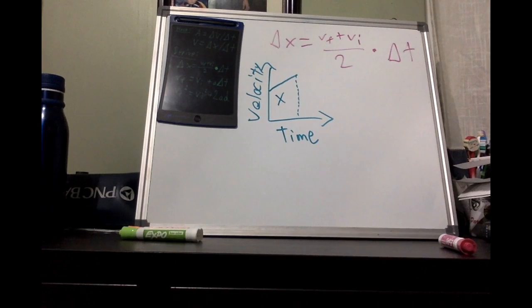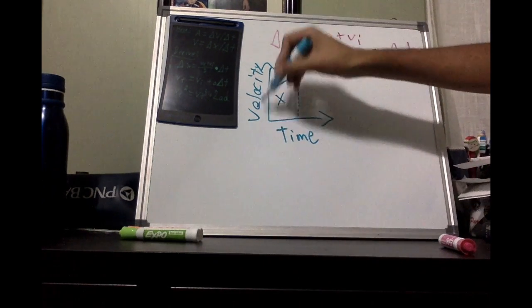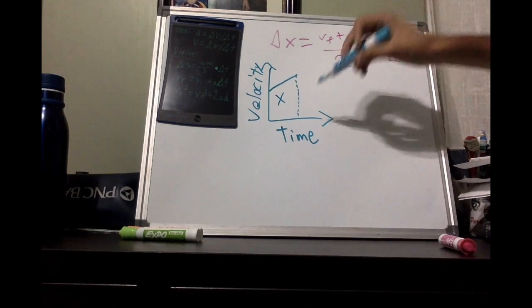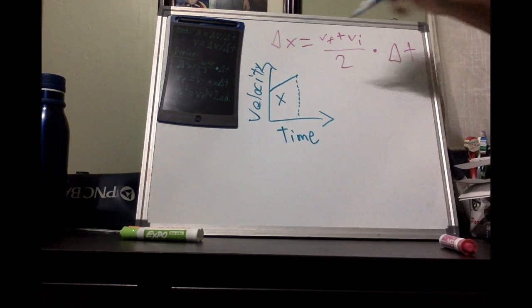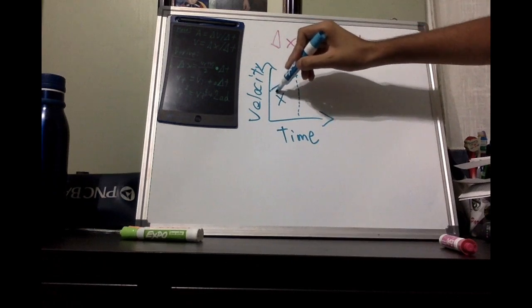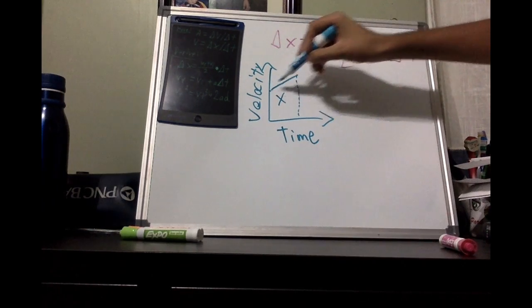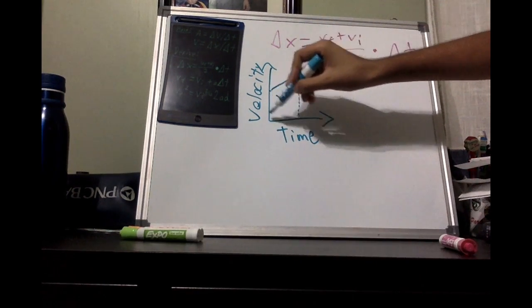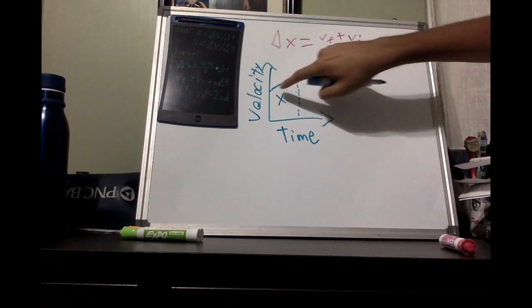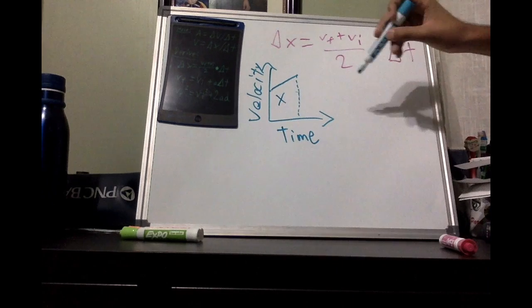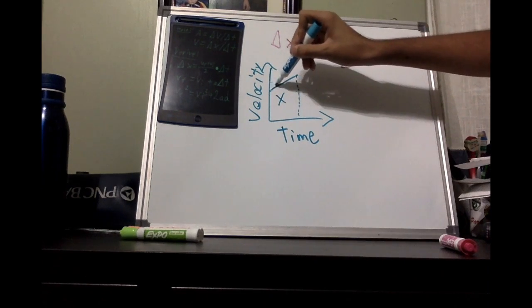So the question is, how do we find the displacement? This is a trapezoid, right? So it's not like we can just find the area by time times velocity, unless we can. There's a complicated way where you could find the area of this triangle and then find the area of this square / rectangle. But we're going to do the easy way. That is using the average velocity.